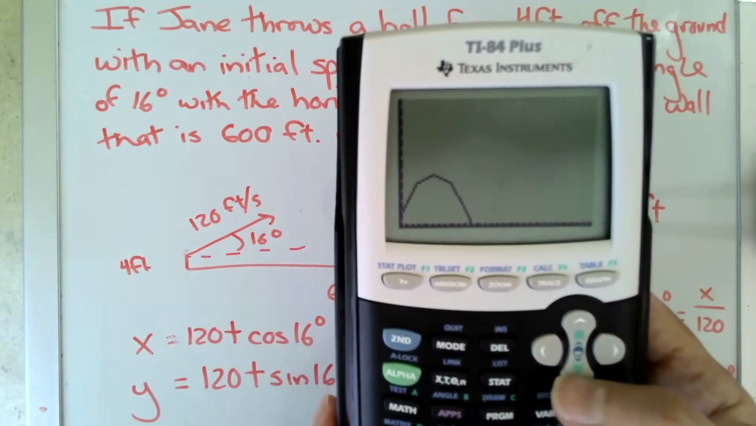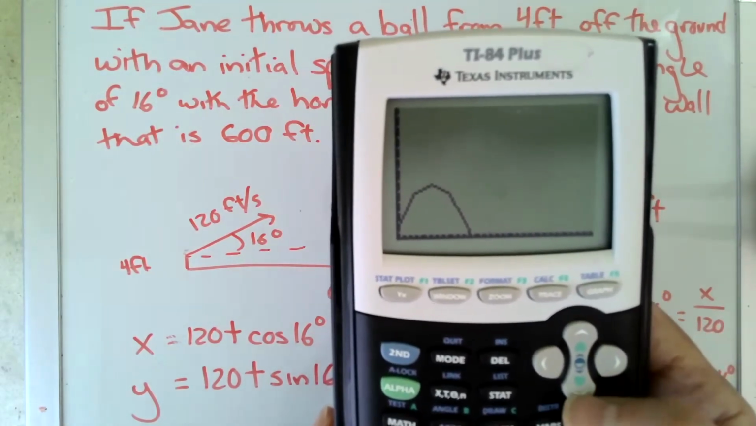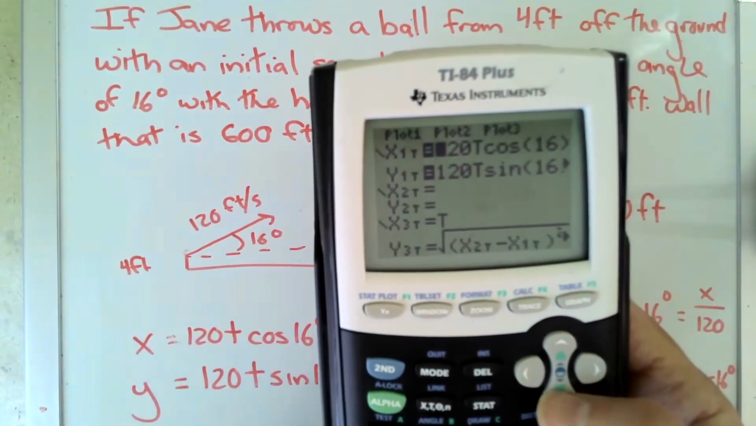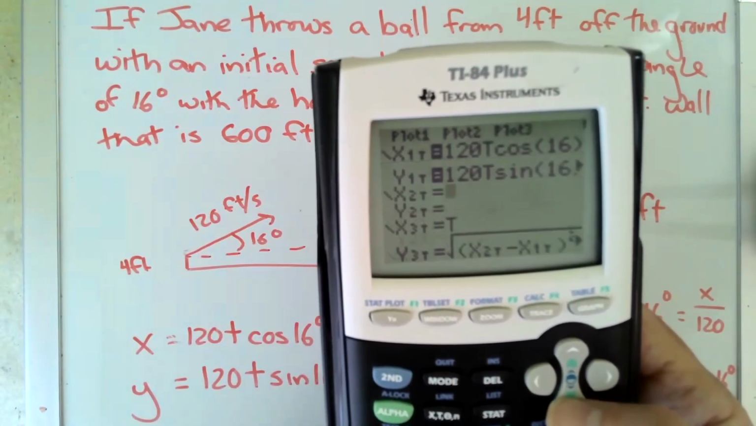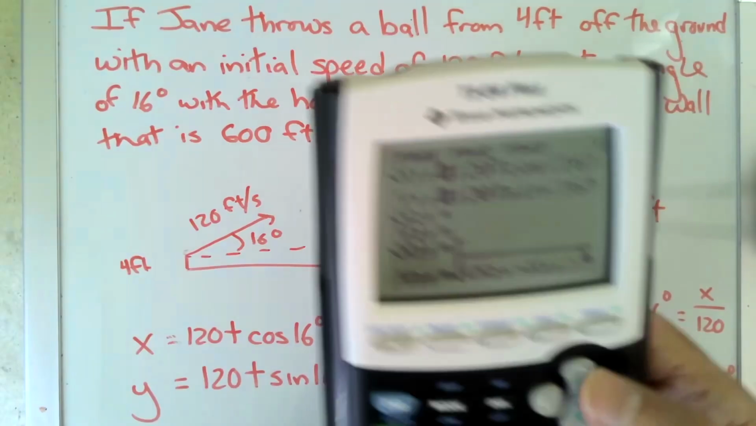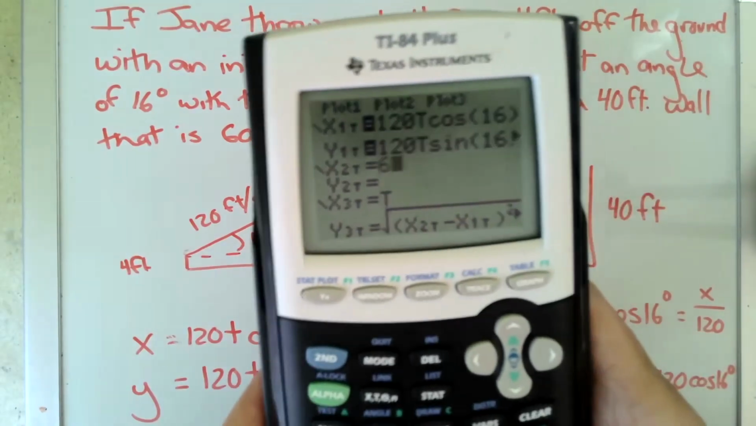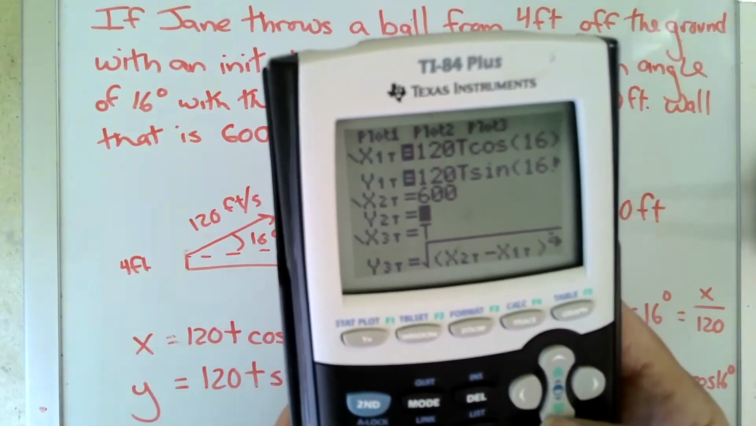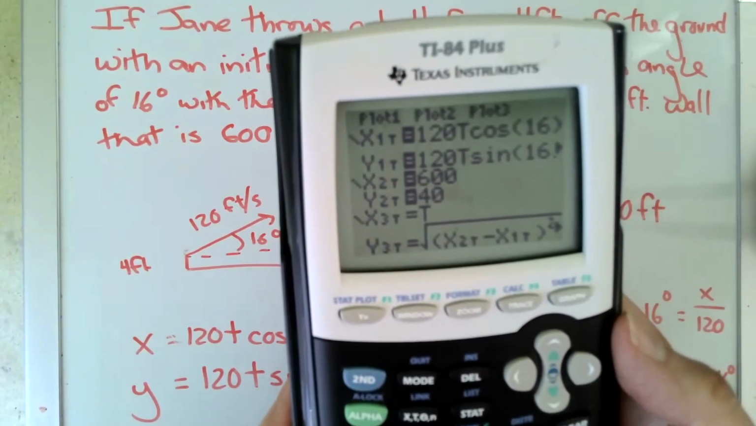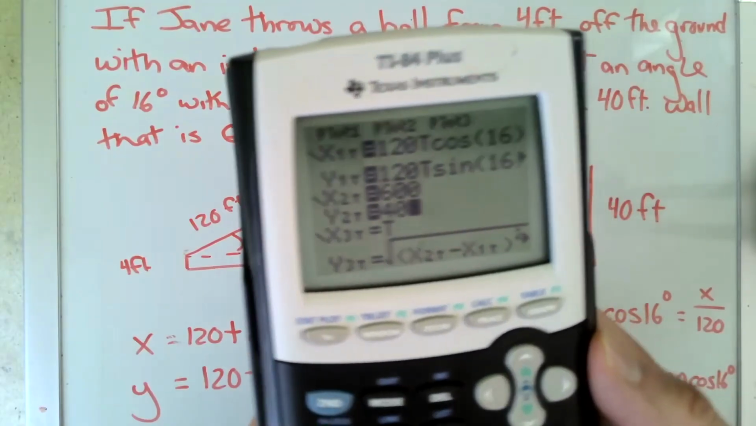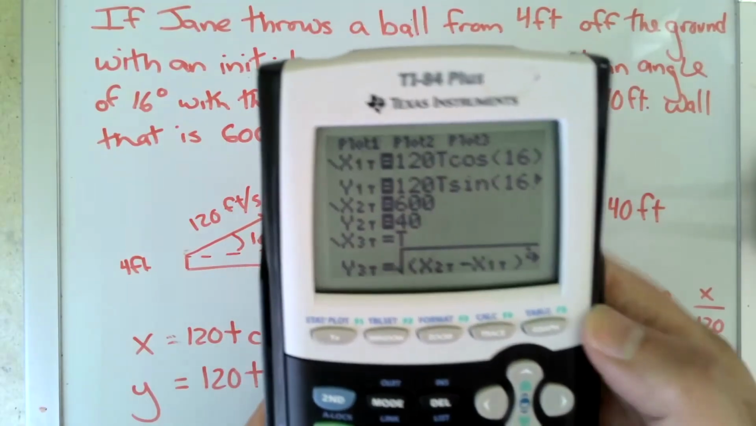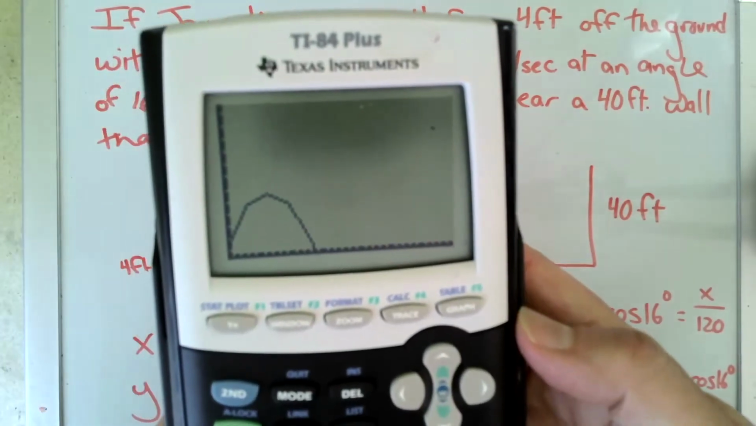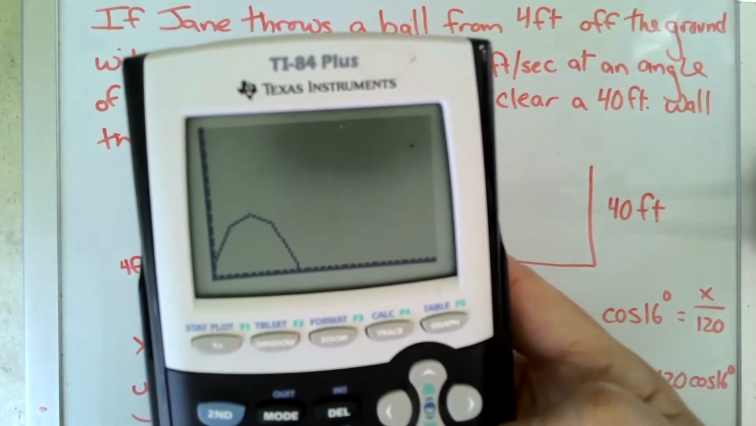So now, if I would like to see how I intersect my wall, I'm going to go back to my grapher, and in my x2, y2, I'm going to enter those dimensions. So 600 feet horizontally and 40 feet vertically. Those are constants, so that should just give me a point. And now I'm going to graph again. And that right there is my point, and I can see I get nowhere close to clearing that wall.